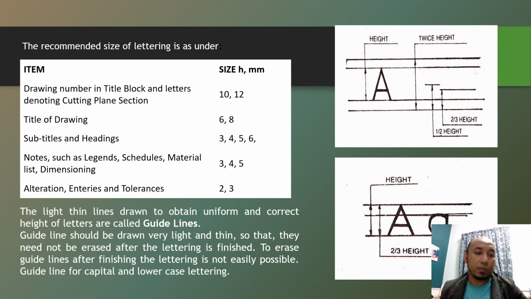Okay, the light thin lines drawn to obtain the uniform and correct height of the letters are called guidelines. The guidelines should be drawn very light and thin, so that they need not be erased after the lettering is finished. To erase guidelines after finishing the lettering is not easily possible. Guidelines for capital and lowercase lettering. Okay, so this one is a guideline, and this line is a guideline, and this one is a guideline. They're very light.